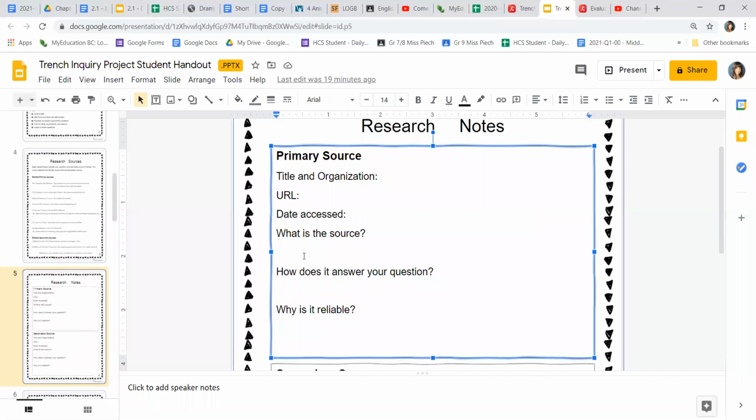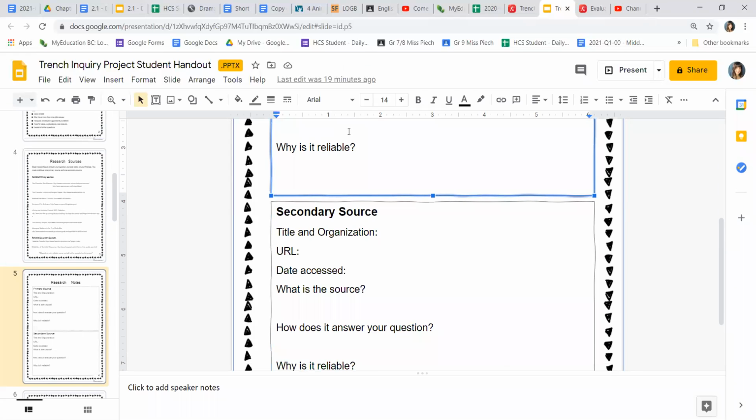And you can also mention how it is helpful in your question. So you can start filling this in. You don't have to fill everything in yet, but definitely the website link here. You can tell me the title of the organization. So let's say it could be the Canadian War Museum, and then tell me how it is answering your question. So start there. I'll give you more information later on.